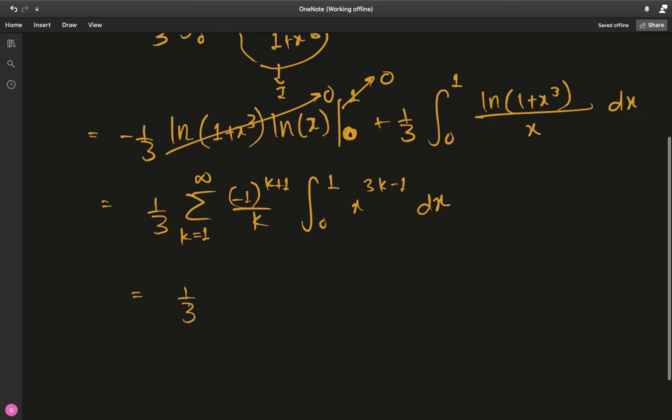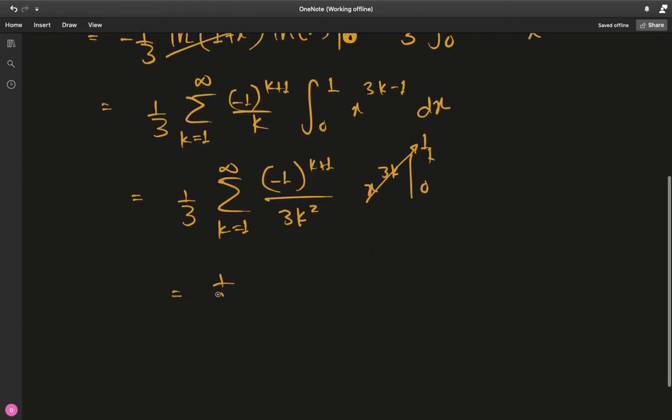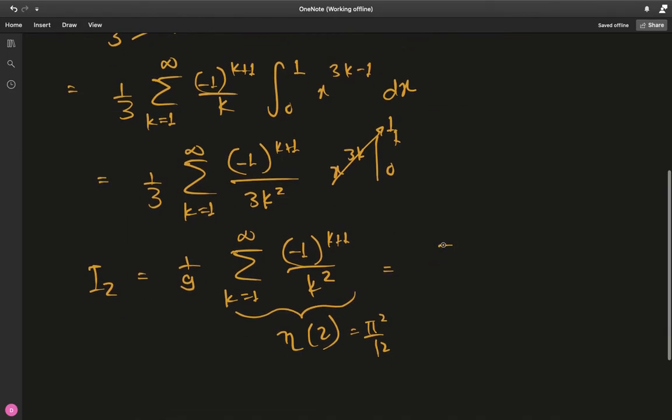This will just be 1/3 times the sum from k equals 1 to infinity of (-1)^(k+1) over 3k squared times x to the 3k, evaluated from 0 to 1. This will go to 1. So we just have 1/9 times the sum from k equals 1 to infinity of (-1)^(k+1) over k squared. This again is the Dirichlet eta of 2, which has a value of pi squared over 12. So entirely this I2 will just be 1/9 times pi squared over 12, which is nothing but pi squared over 108 if you know your tables properly.